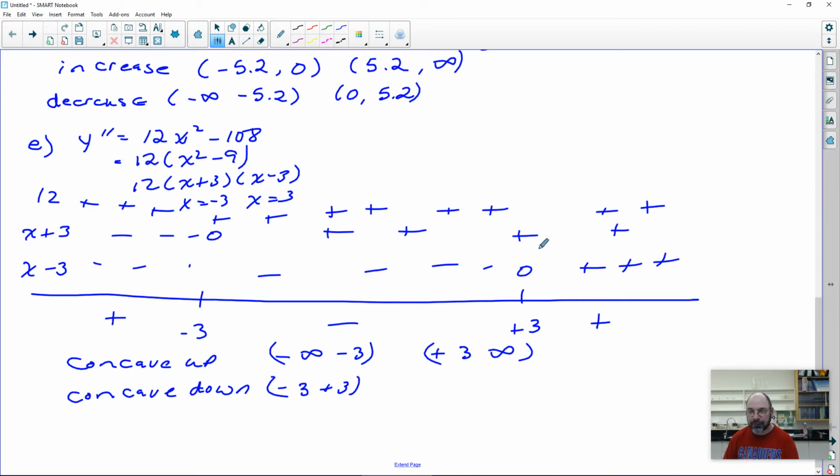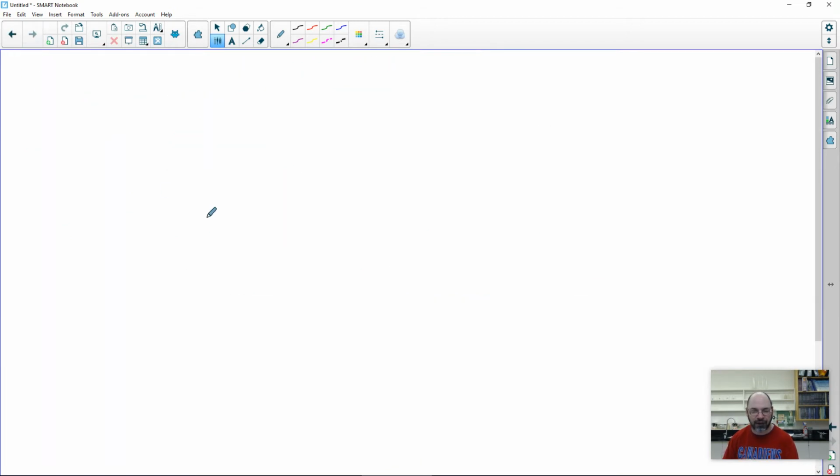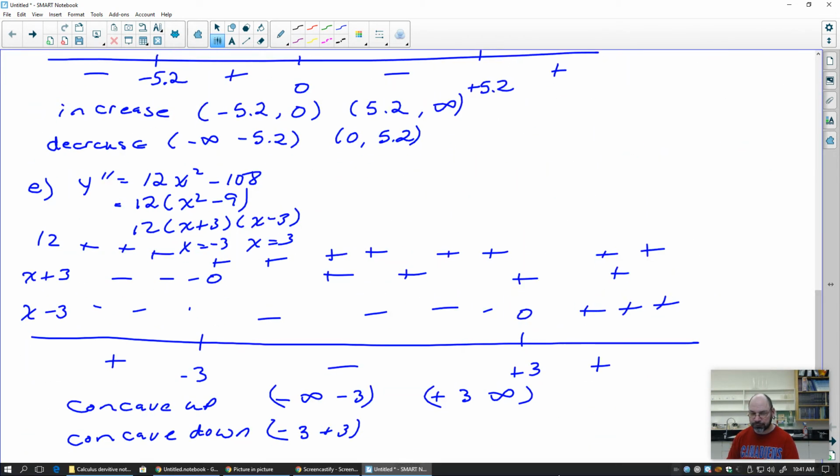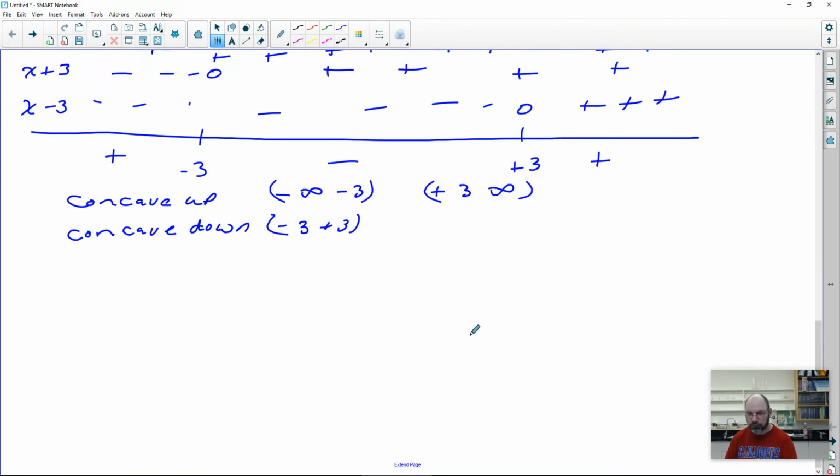Okay, so we'll flip back and forth for the sketch. Let's go ahead and put our critical points: 0, 0, then -5.2 and -729, and -5.2 and -729. So we have a maximum at 0, 0. Let's do that sketch first. We put a 0, 0 there, and a minimum down here, and a minimum down here.